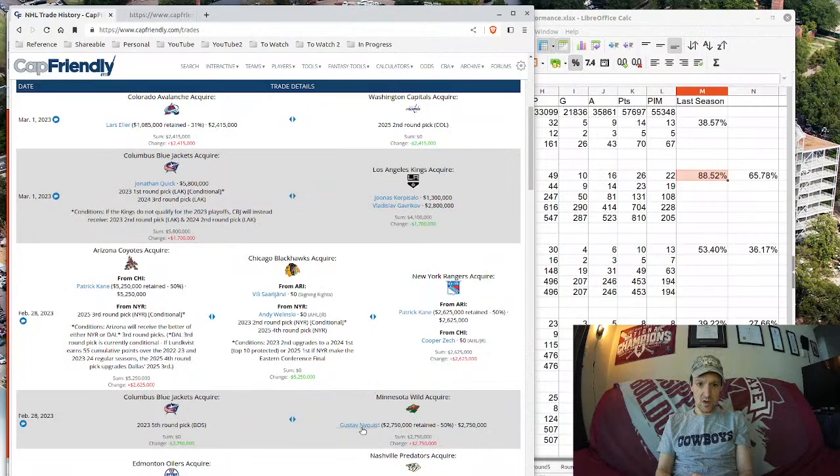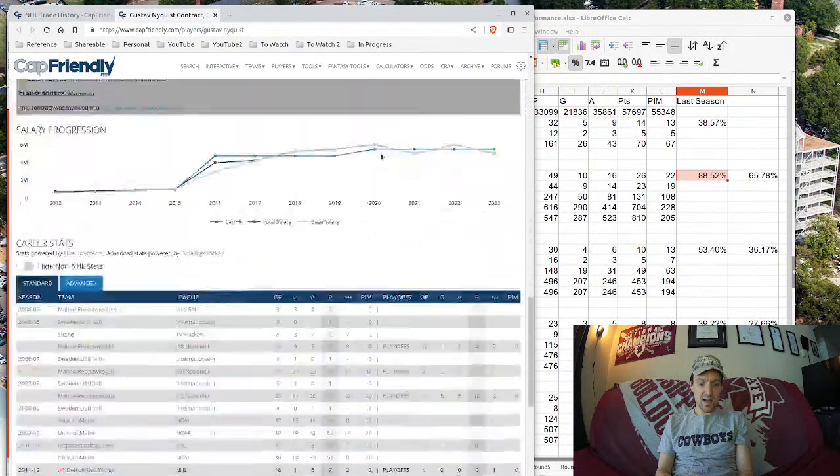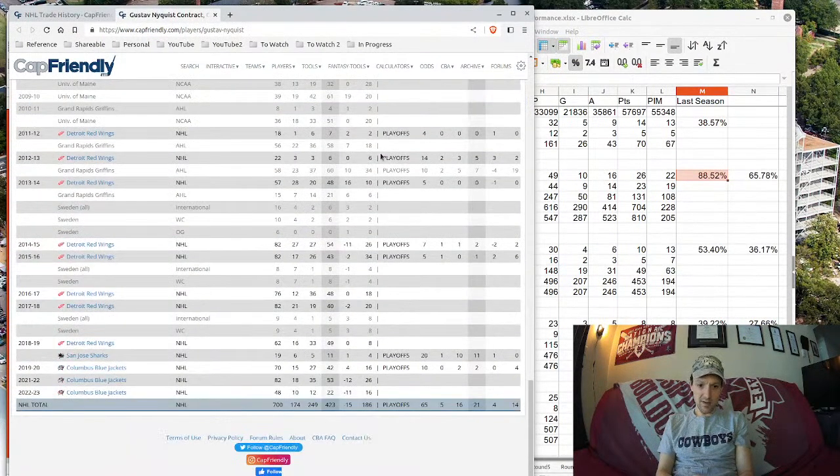And so Nyquist, 15-ish goals a year, and something around just over half a point per game. So that's decent performance. And if you want to contrast that with a draft pick, 15 goals and half a point per game is basically a first round pick in terms of performance.